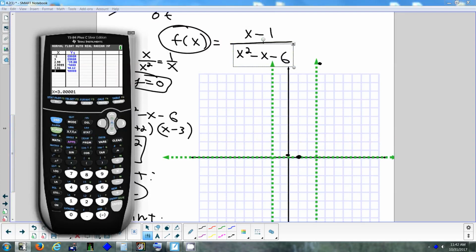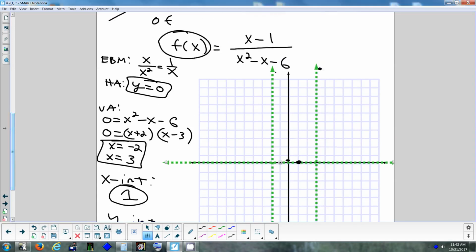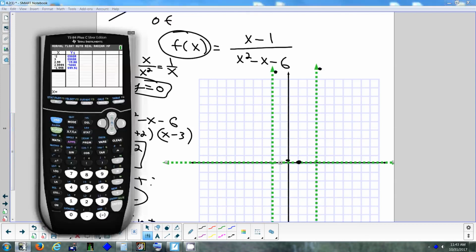Now let's try this one, negative 2. Can someone give me a number very close to negative 2? Negative 1.99. Yep. So that's just to the right of negative 2. Negative 1.99, you're way, way up. So way up here. Now, let's try a number just after negative 2.